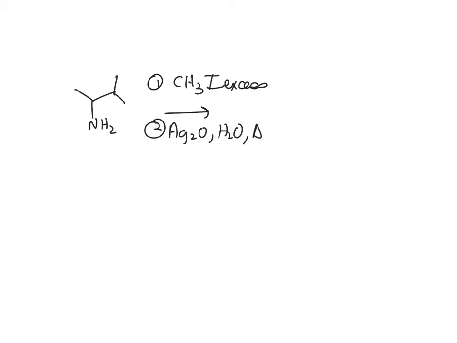And I also asked for this mechanism. So here you have an alpha carbon, and you have your beta here, and you have your beta here. What happens is this over alkylates, and you'll eventually get this quaternary ammonium salt.